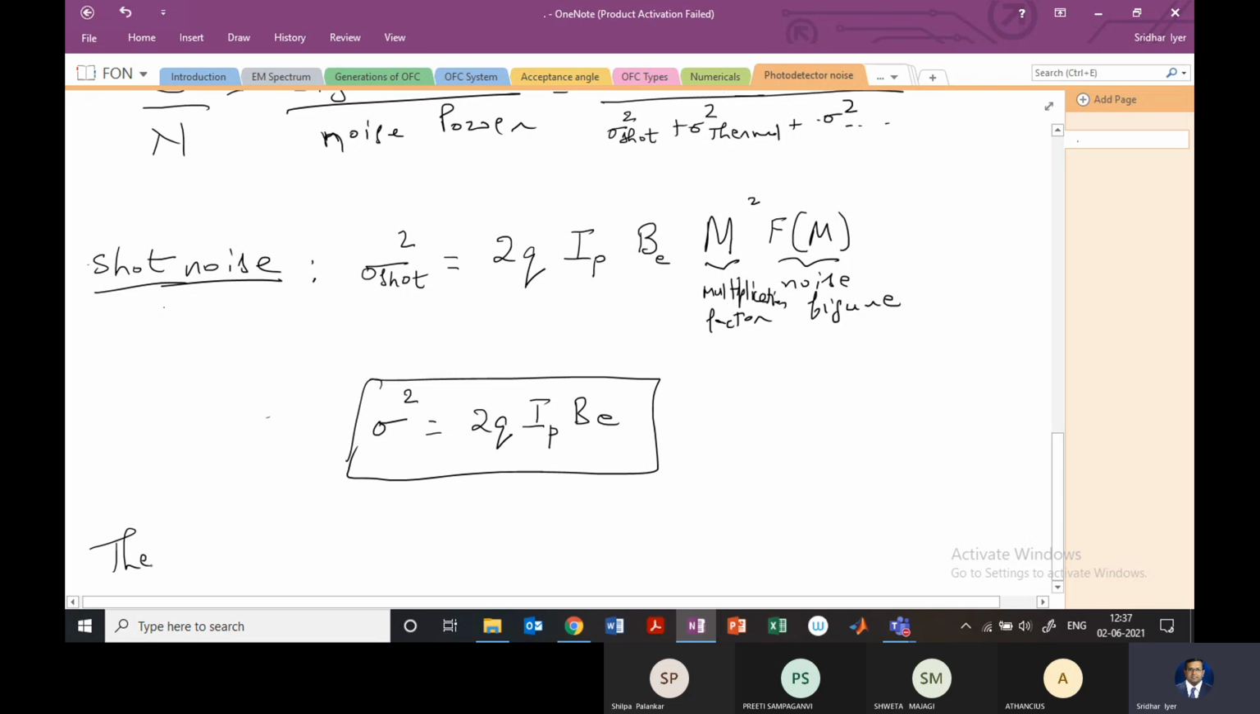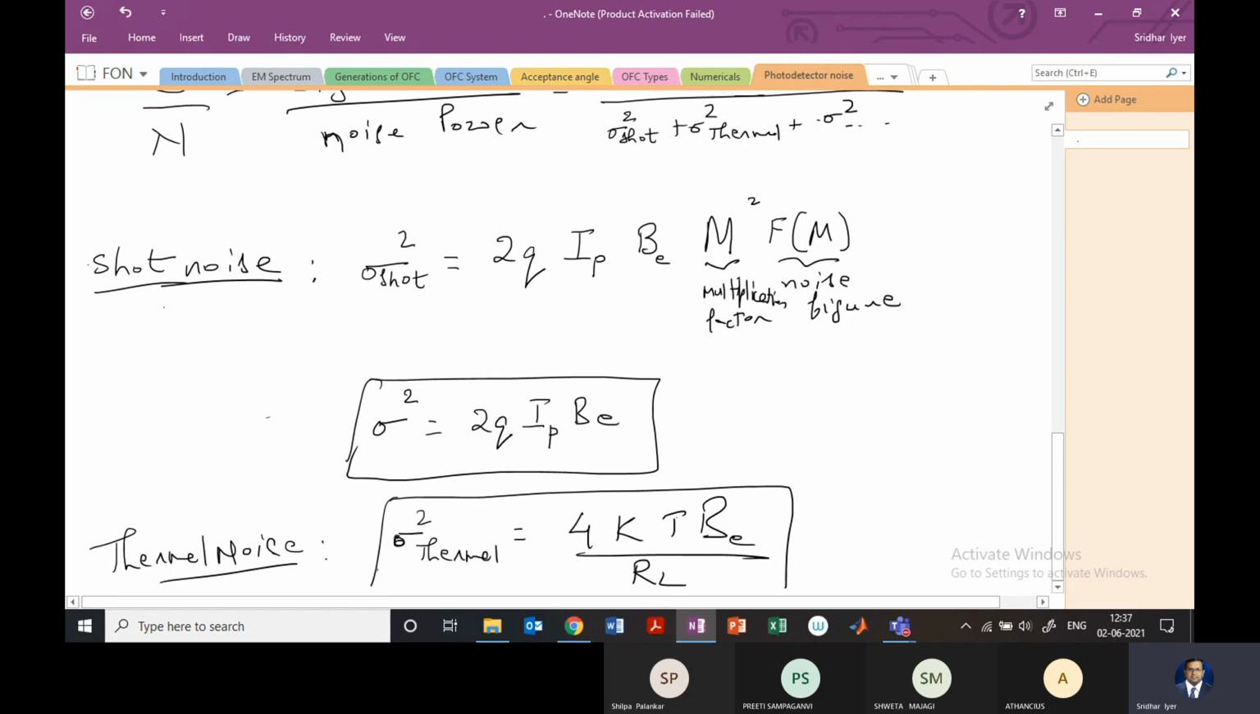Okay. The next is the thermal noise. We are not deriving these equations. For these, we'll have to go into random variables concepts of CDF and PDF, so we'll save that. This is the end result which we are using. So then you have sigma square thermal, and since this is dependent on the temperature, the result is 4kT B_E divided by R_L.